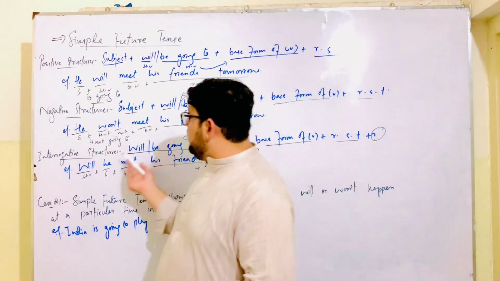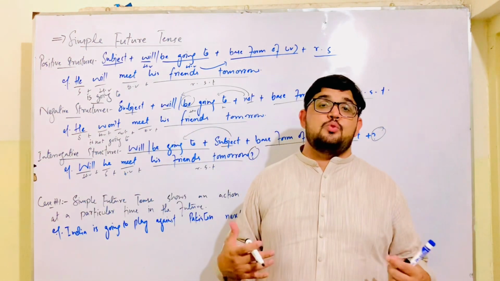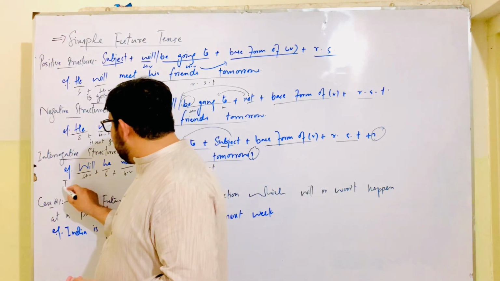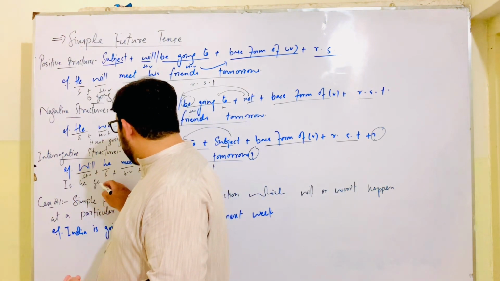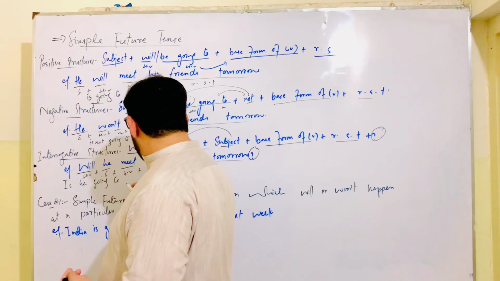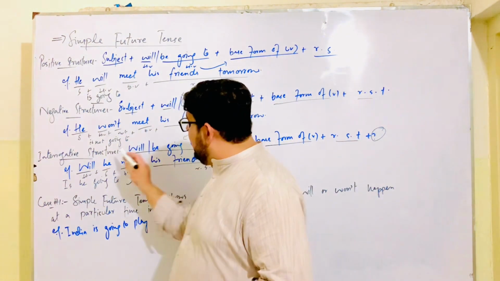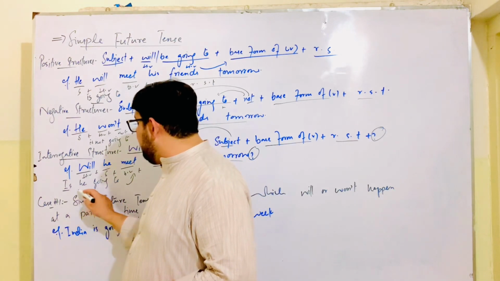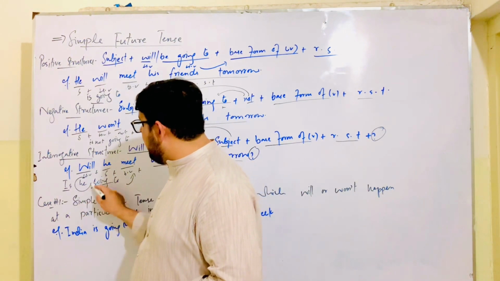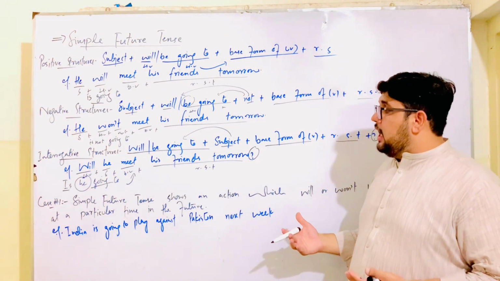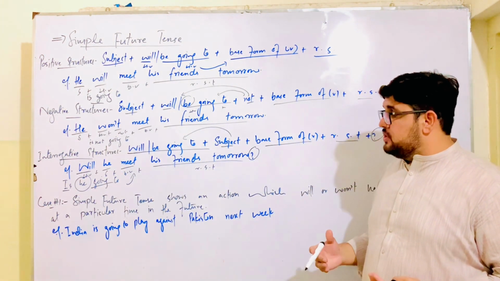We can also use be going to. Like we can simply say, is he going to meet his friends tomorrow? So the subject will come in the middle of be and going here. This is how we can make a question using be going to in simple future tense.